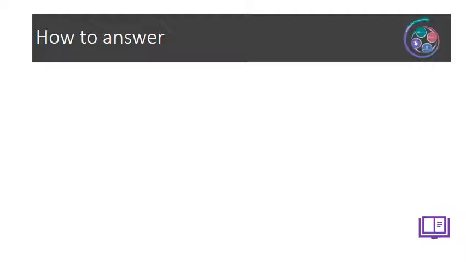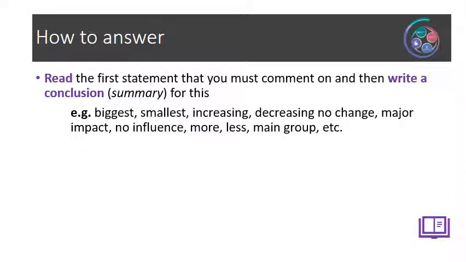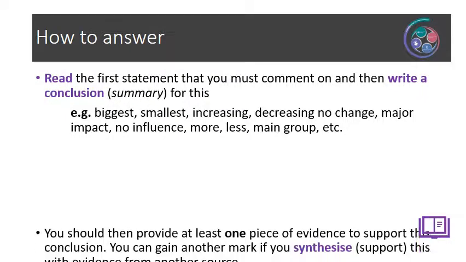So how will you answer these questions? Well, the first thing you must do is read the first statement that you must comment on and then write a conclusion, which is ultimately a summary for this. For example, you may use the words such as biggest, smallest, increasing, decreasing, no change, major impact, no influence, more or less, main group, and so on.